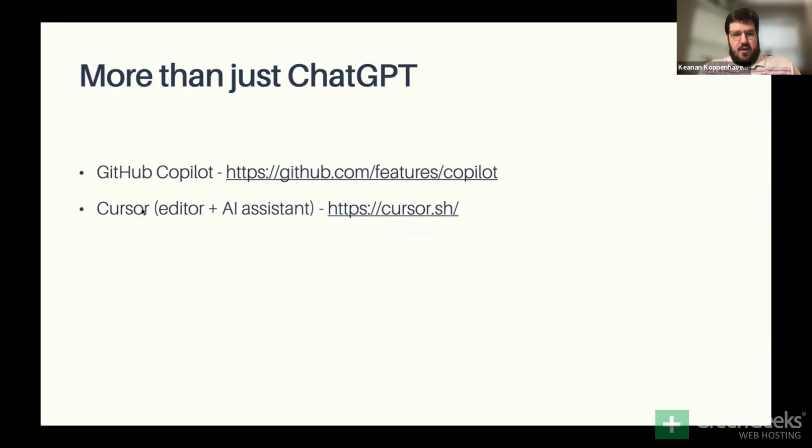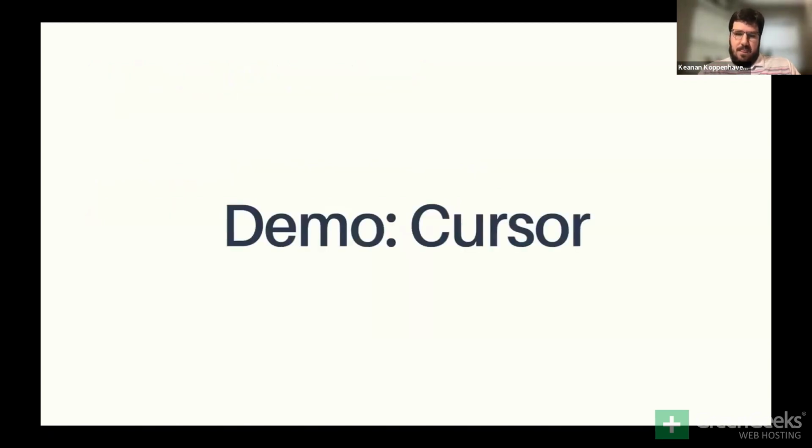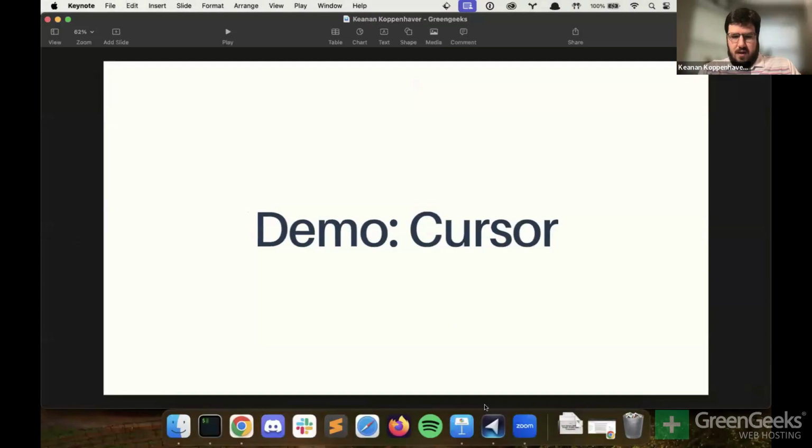And Cursor is actually a pretty interesting example. It is a fork of the VS Code editor. So if any of y'all use VS Code to write your code, it's a clone of that with a bunch of additional AI features baked in. It allows you to just use it as a code editor if you'd like to, but it also has AI assistant tooling, which is pretty interesting. And so we'll take a look at that right now.